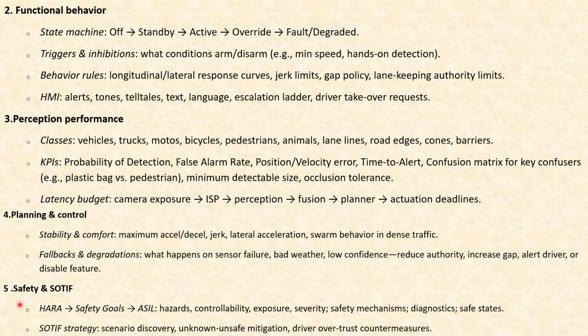All right. Now, when it comes to safety and SOTIF, you have to take into consideration hazard analysis and risk assessment, from which safety goals are derived and from which ASIL, automotive safety integrity levels, are derived. The ASIL level clearly explains the hazards, the controllability, the exposure, the severity, safety mechanisms, diagnostics, and safe states. And when it comes to SOTIF strategy: scenario discovery, unknown safe mitigation, and driver over-trust countermeasures. These strategies should also be clearly identified during requirement elicitation.